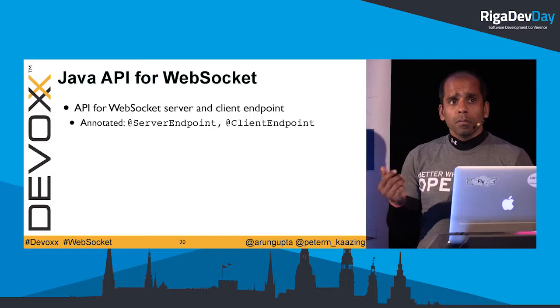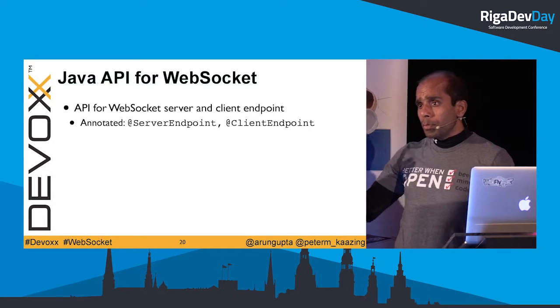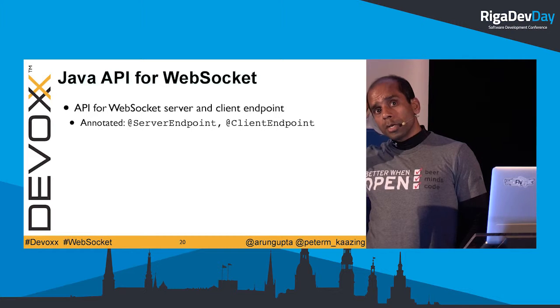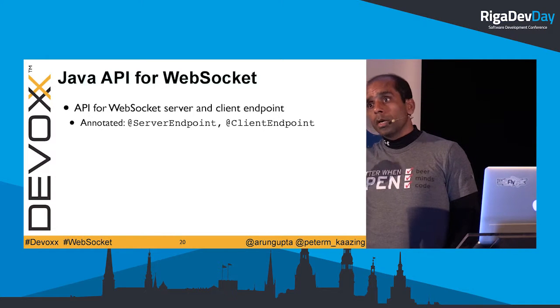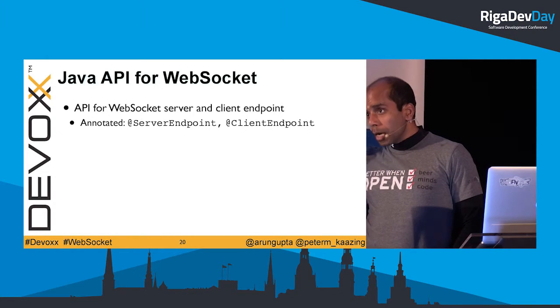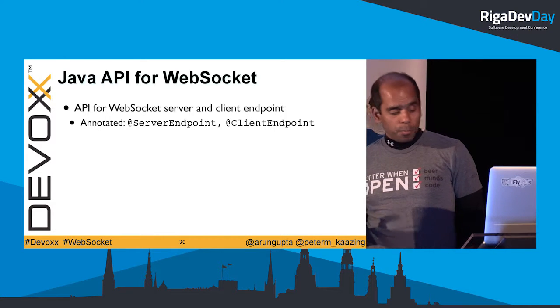But effectively, if you want to build a server endpoint, you take a POJO, put an @ServerEndpoint annotation on it, and that becomes a server. Or if you take a POJO and put an @ClientEndpoint annotation on it, and that becomes a client endpoint.